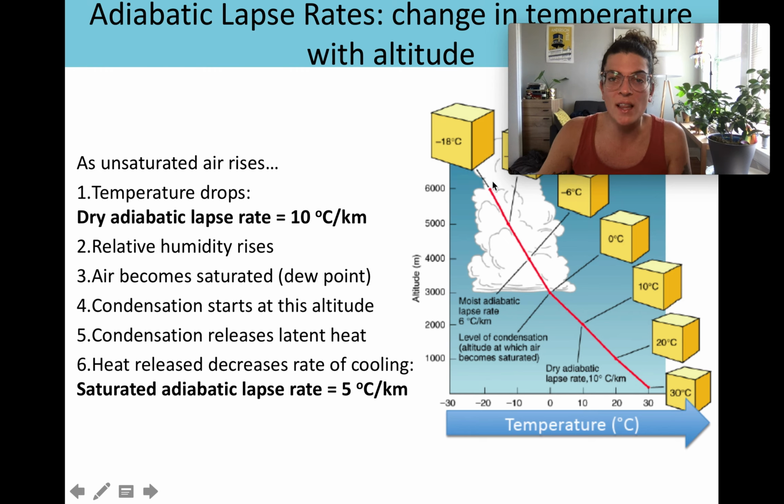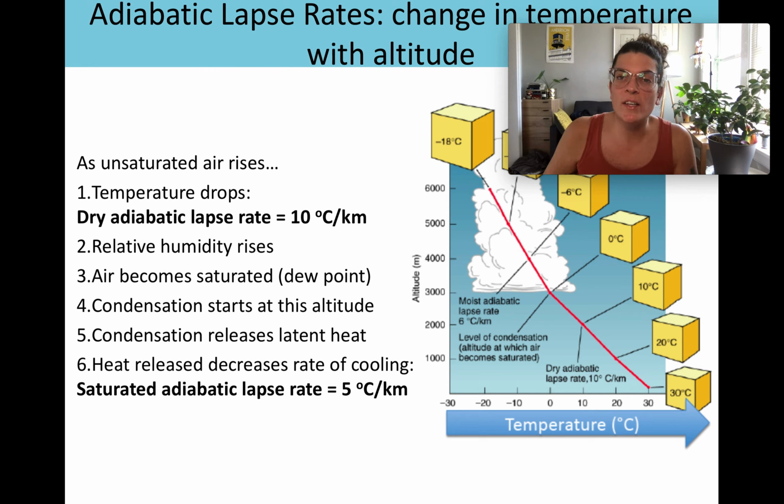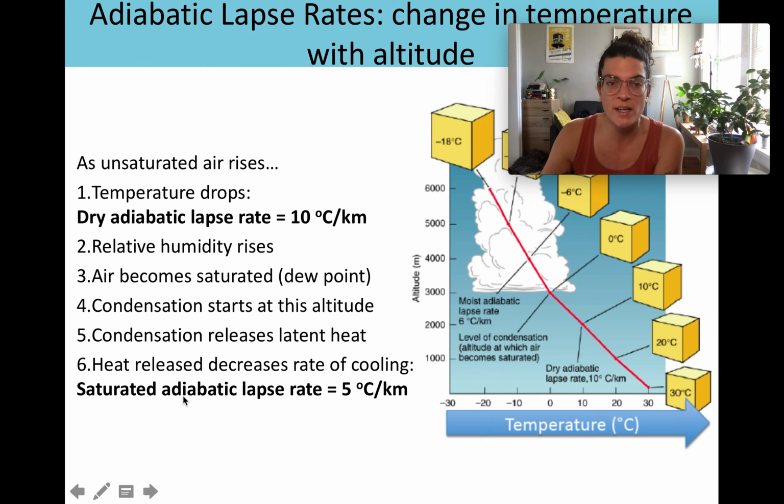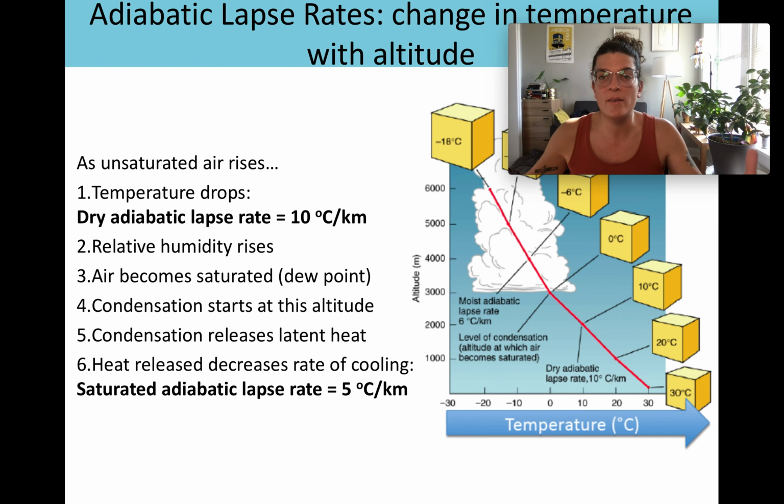Now, once there's a cloud, as that parcel keeps rising, the air temperature is no longer decreasing according to the dry adiabatic lapse rate, because that air is now saturated, so it will actually decrease at the saturated adiabatic lapse rate, which is about 5 degrees Celsius per kilometer. And that's because the process of condensation actually gives off heat to the surrounding atmosphere. I think that was in the first lecture. So the process of condensation actually warms the atmosphere around it.